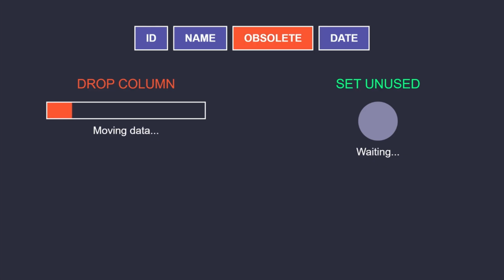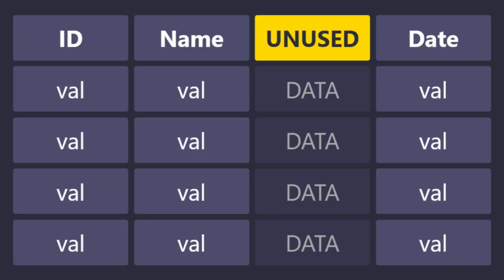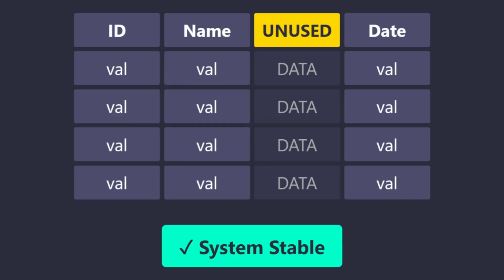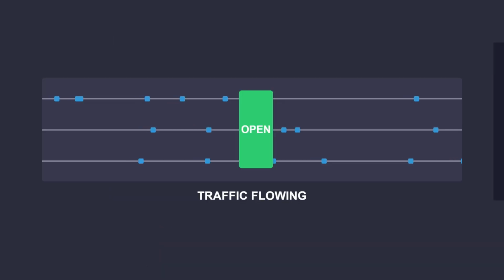Instead of a direct drop, consider marking the column as unused. The setUnused syntax is a fast metadata operation that makes the column invisible to all subsequent queries immediately. Marking a column as unused is functionally equivalent to dropping it for the application. It allows you to confirm that the system remains stable before physically deleting the data from the disk.